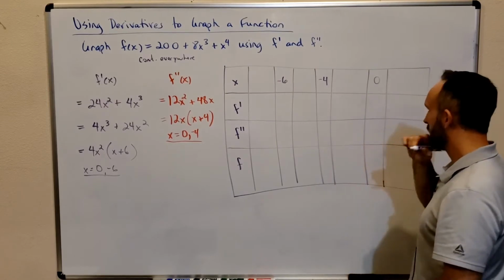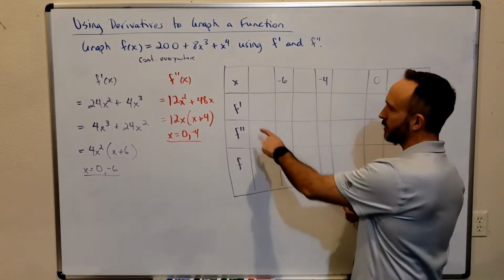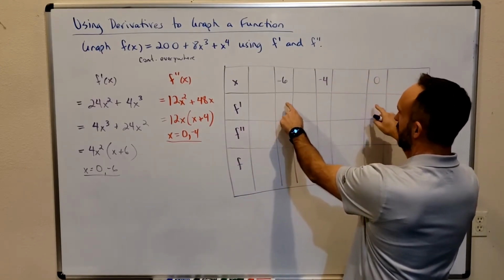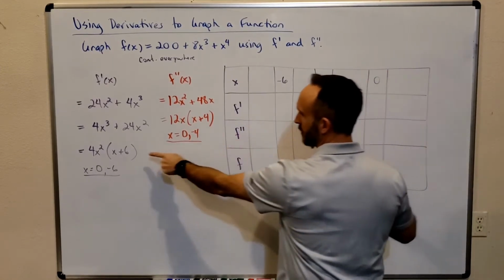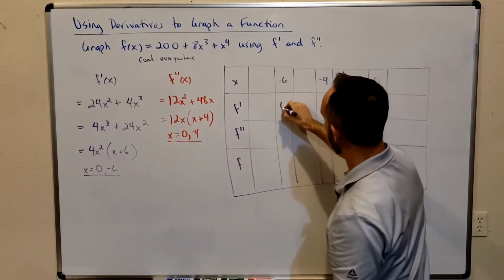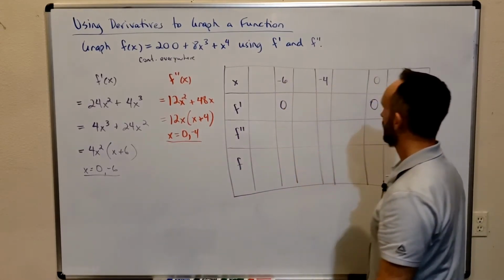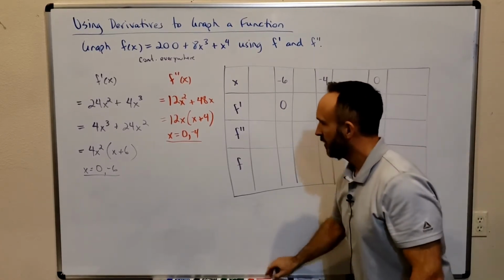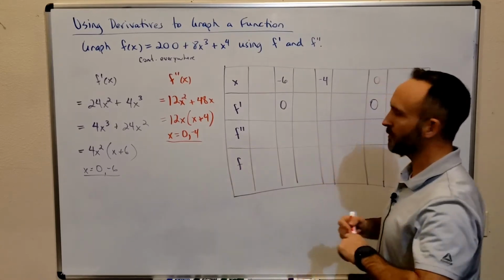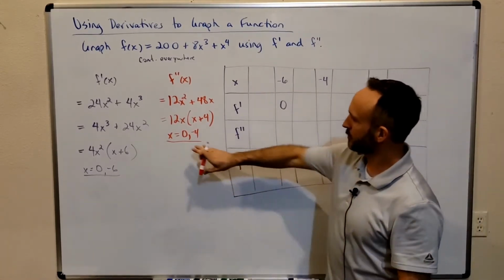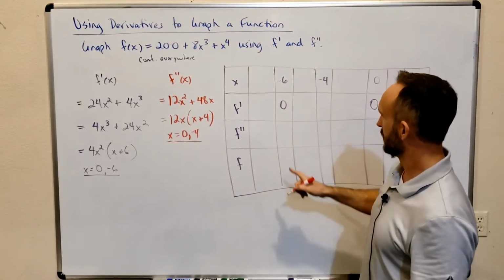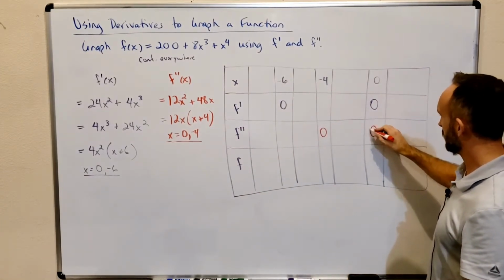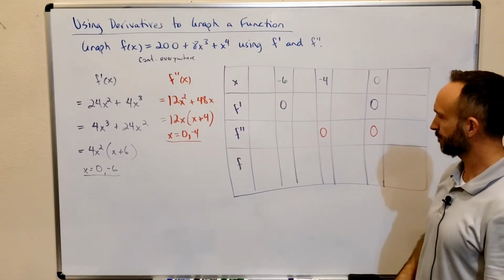All right. So the critical values for f prime were 0 and negative 6. And those were critical values because they make the derivative equal 0. So I know that f prime is 0 at both of those. Negative 4 is not a critical value, so we're going to ignore that for now. The critical values for f double prime were 0 and negative 4 because those were the values that made f double prime 0. So at negative 4, f double prime is 0, and at 0, f double prime is 0.